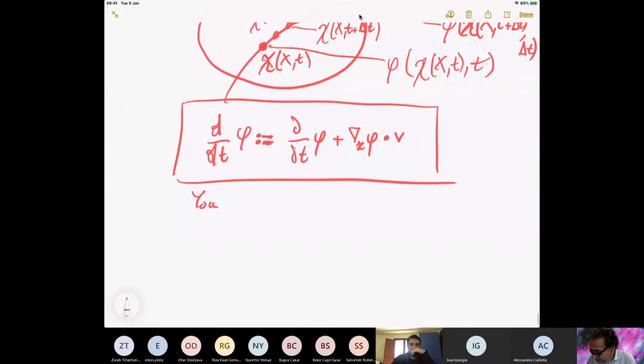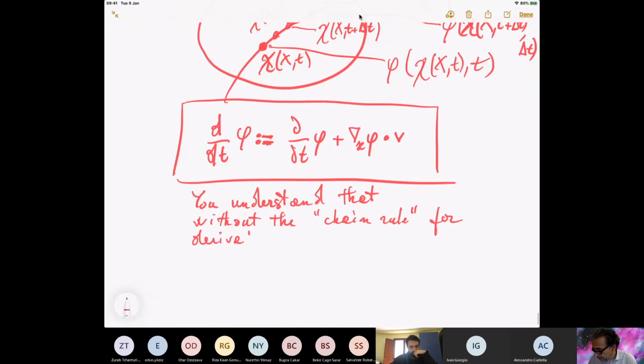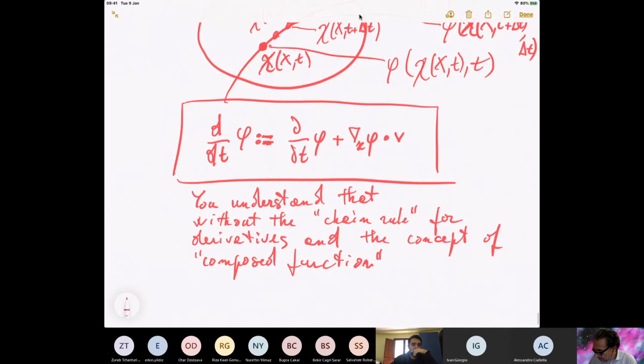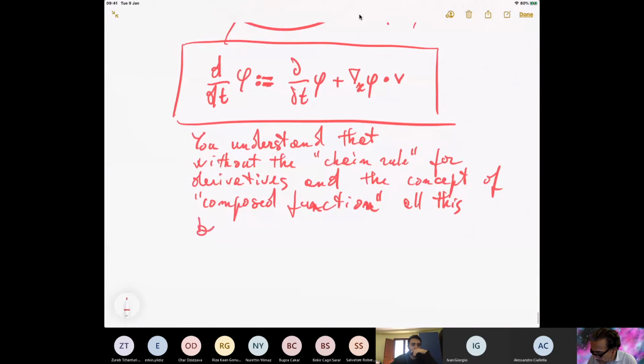You understand that without the chain rule for derivatives and the concept of composed function, all this becomes a nightmare.